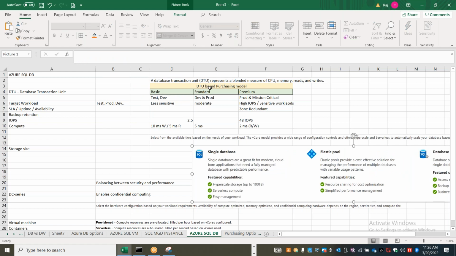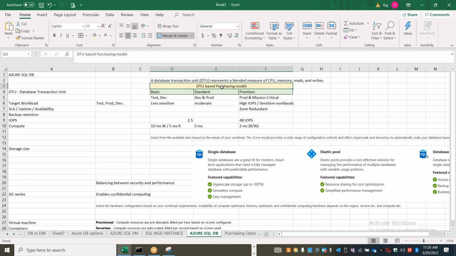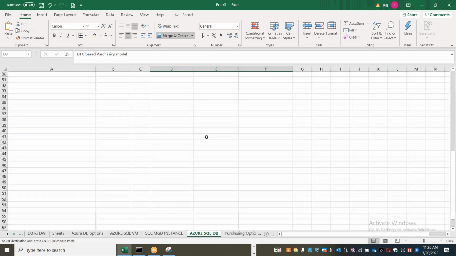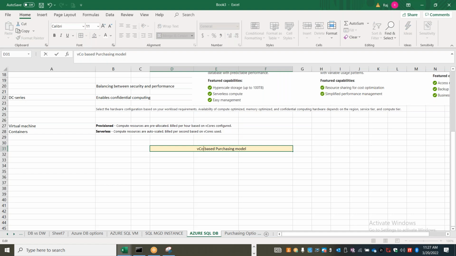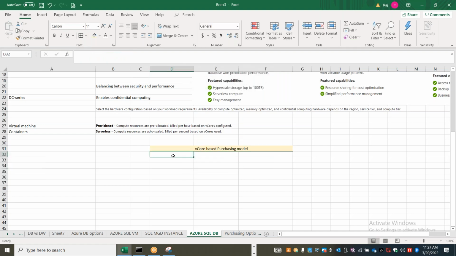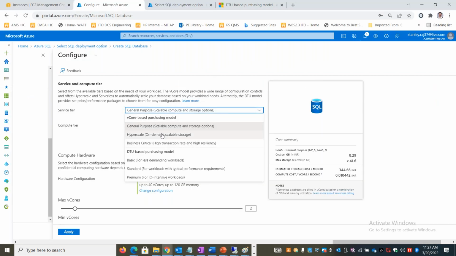In DTU, you will have a mix of CPU, memory, and IOPS. But in the vCore model, you will get a guaranteed amount of virtual cores. If you want 8 virtual cores or 20 or 100, you will get that specific virtual CPU. So this is the virtual core based model. You have general purpose, and you will get hyperscale and business critical.